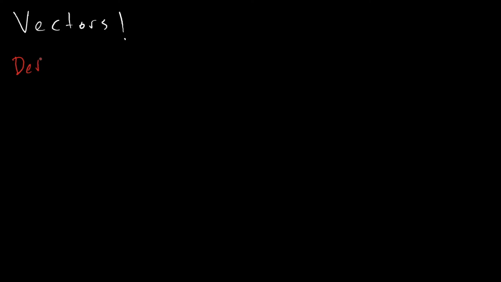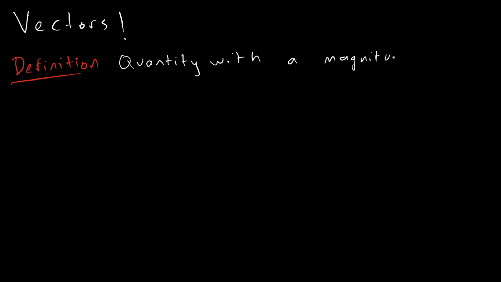The definition of a vector is a quantity with a magnitude and a direction. One example would be a velocity vector. Another example would be a force vector.